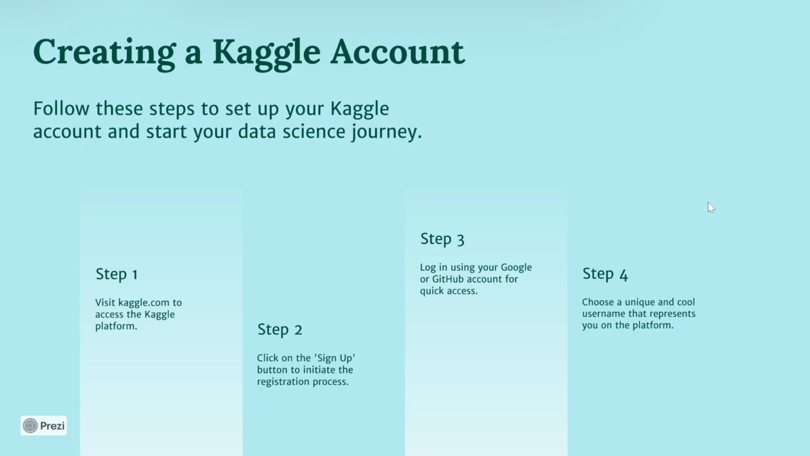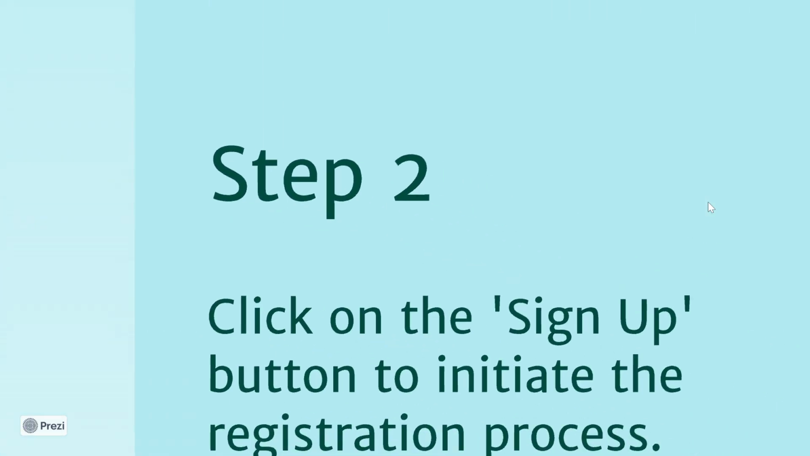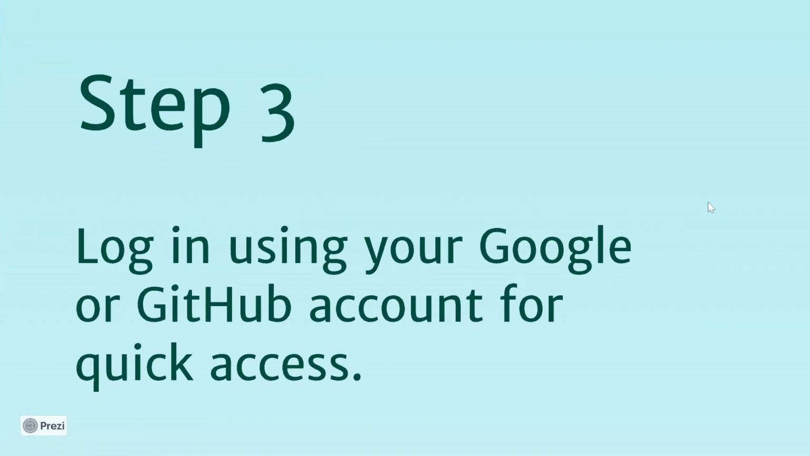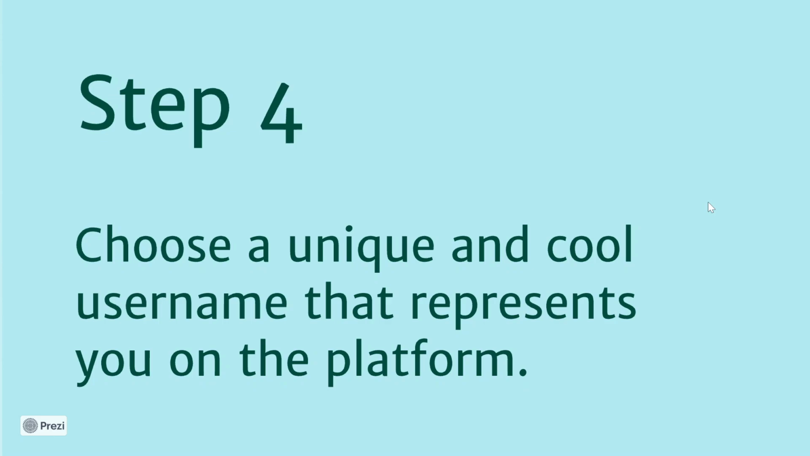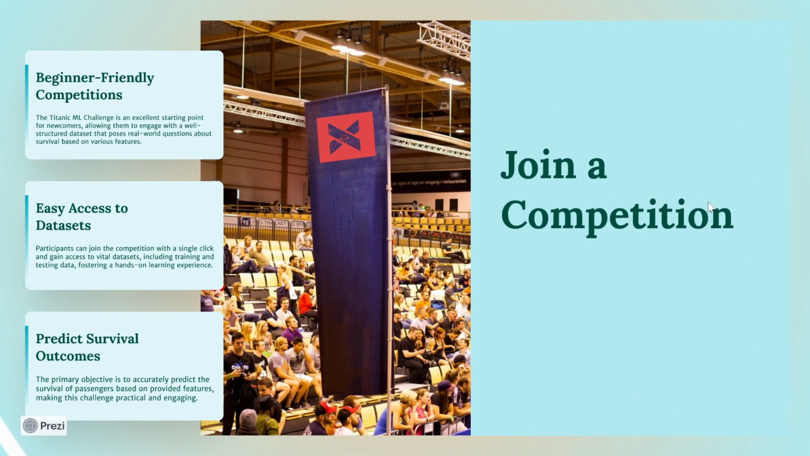The first step from here is how to create a Kaggle account. Creating a Kaggle account is very straightforward. First you need to visit kaggle.com, and there you can sign up using the sign up button. Then you have to select a unique username. Once you are done with the sign up process, you can join a competition.